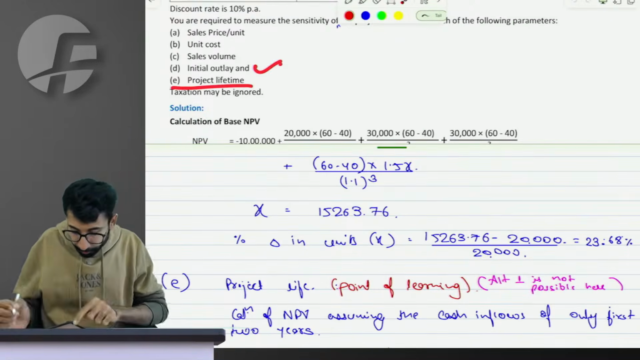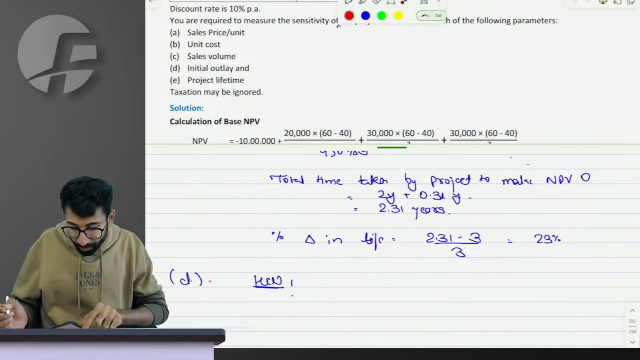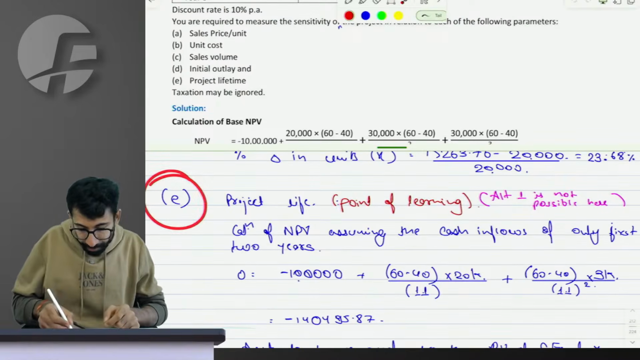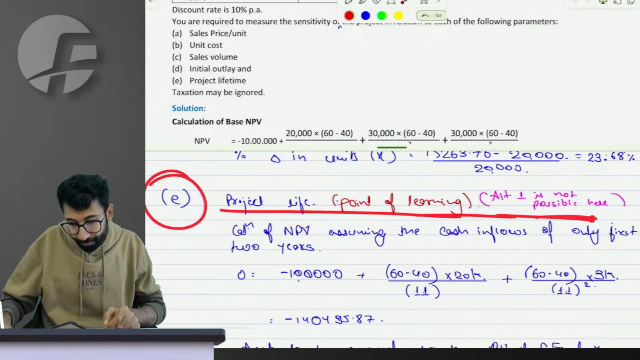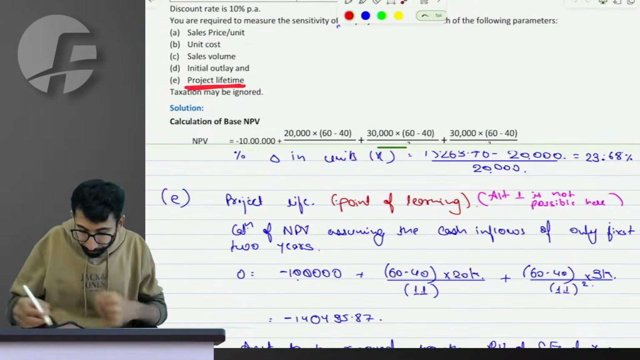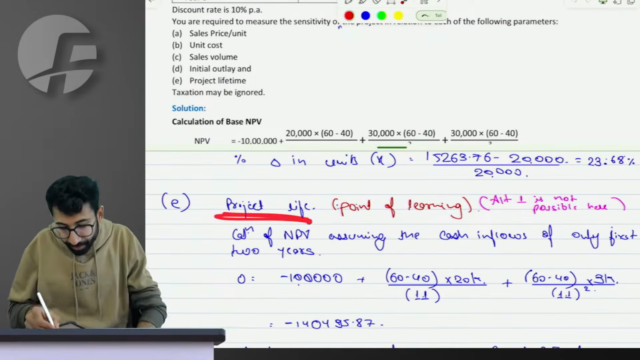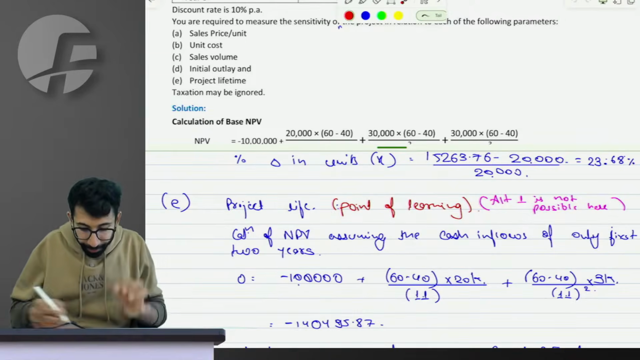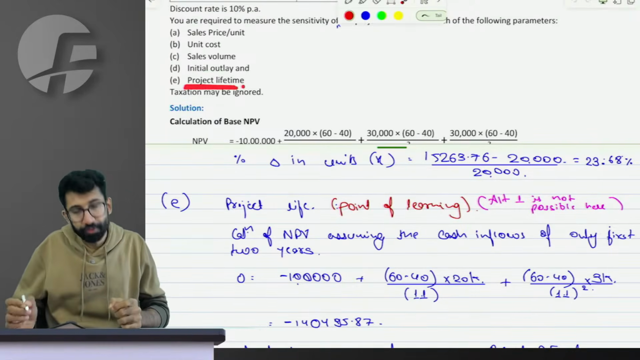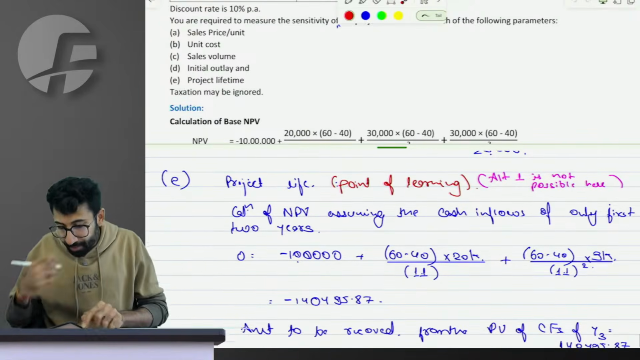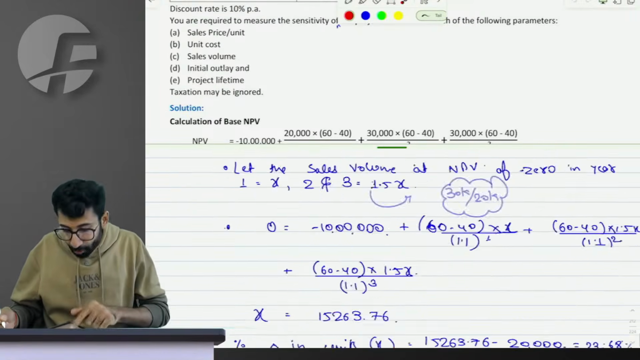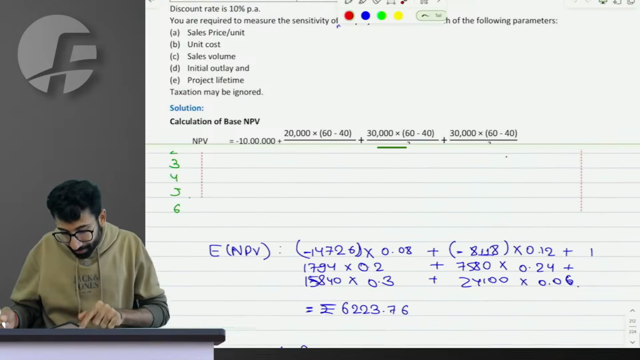Similarly, initial outflow you have to do on your own. The last one that I am going to do is part E, which is the project life, which is a bit different and is the point of learning. So please focus on this particular part. How do we do it in case of project life? Because please observe, you cannot assume the project life to be X. Imagine this is the equation.